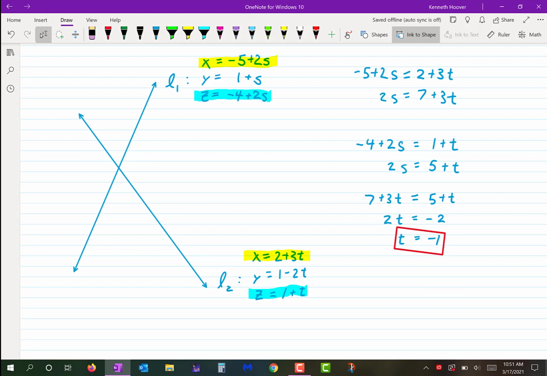Now let's take the y equation, either one. Oh, sorry, not either one. We'll take them both. And we say 1 plus s has to equal 1 minus 2t. But since we know that t is -1, that means that 1 plus s must equal 3. I take that and put it right there, okay? Which means that s has to be 2.